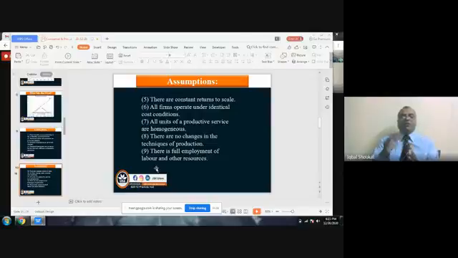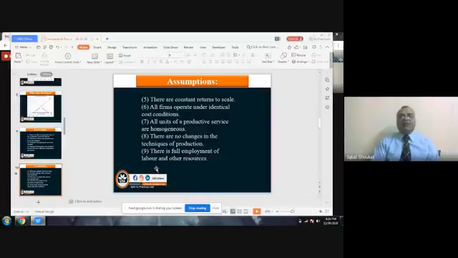Then, no change in the techniques of production. Whether you are producing the goods by labor intensive techniques or with the help of capital intensive techniques. When more labor is applied with less capital to produce a specific level of output, that is known as labor intensive technology. Or when we produce the same level of output with more capital and less labor, that is known as the capital intensive technique. Whatever technique of production is followed by the producers will remain the same throughout the production process.